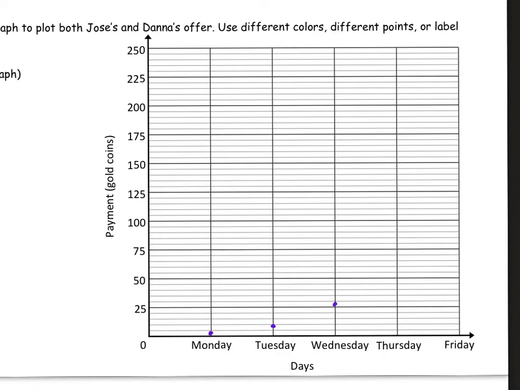Great. And then on Thursday, it's 81. So that's 75, 81. Somewhere right there. And on Friday, it was 243. So we've got 225, 30, 35, 43. Right there.